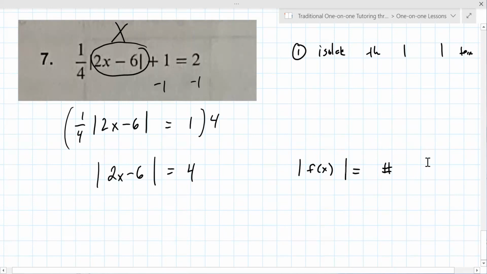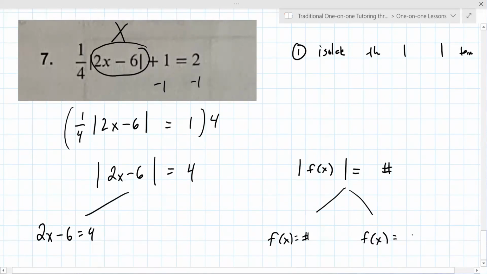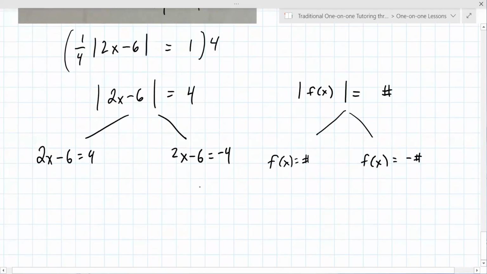Yeah, that's tough. So here, this produces two things. It produces f of x equals the number, meaning whatever's inside the absolute value, just set equal. So it'd be 2x minus 6 equals 4. That's one fork. The other fork is f of x equals the negative of that number. So 2x minus 6 equals negative 4. And from here, you can solve those. So I'd like you to do that for me. Let me know what you get for a final answer whenever you get down there.